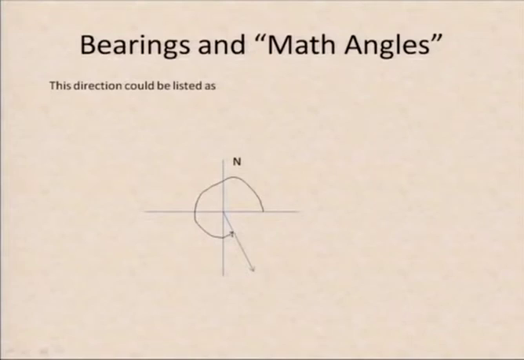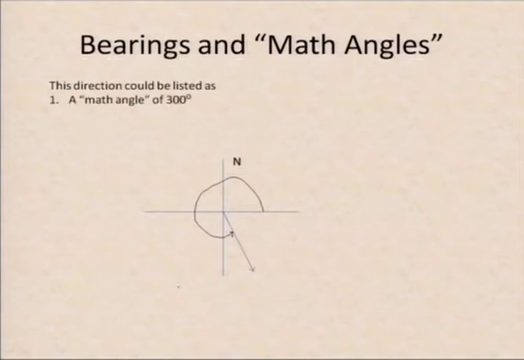That's why this first quadrant up here was called quadrant 1. This one up here was quadrant 1. And then 2, 3, 4. We looked at those things in terms of counterclockwise. So that particular direction there could be listed in about 3 ways.